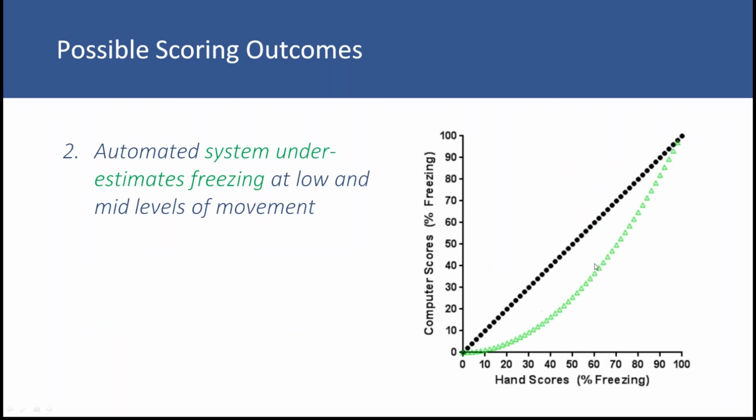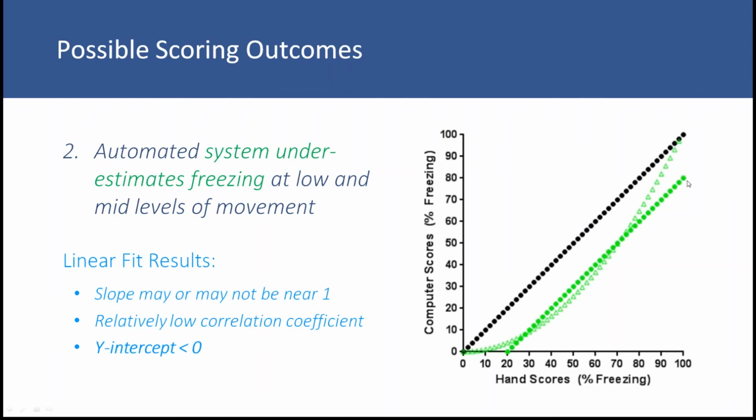If we do a best fit line of that data, it might look something like this, the green dots. What you would see is that the slope may or may not be near 1, and the correlation coefficient may be low, but most importantly, the y-intercept is going to be less than 0. This line is going to pass through the y-intercept at some significant negative value. A y-intercept less than 0 is a red flag that your automated system is underestimating behavior.